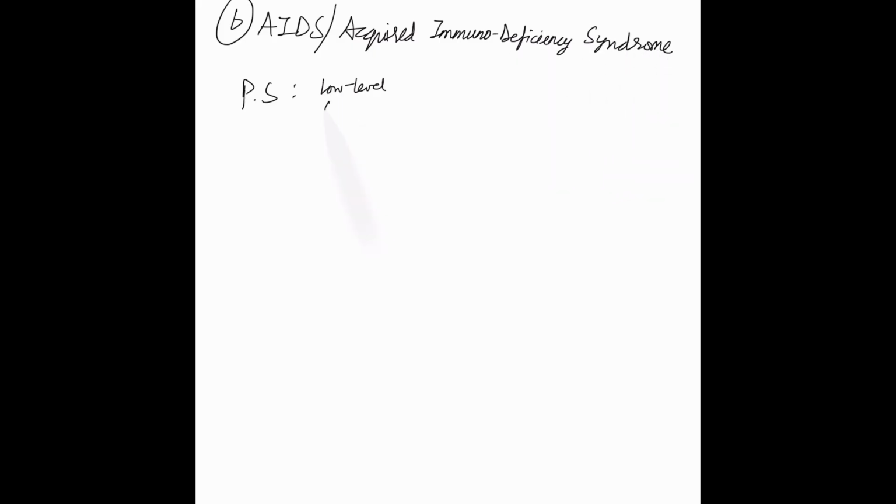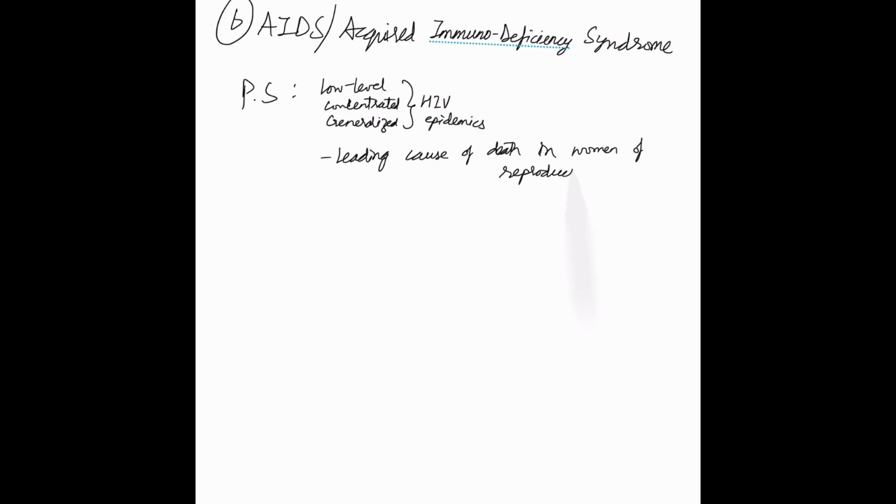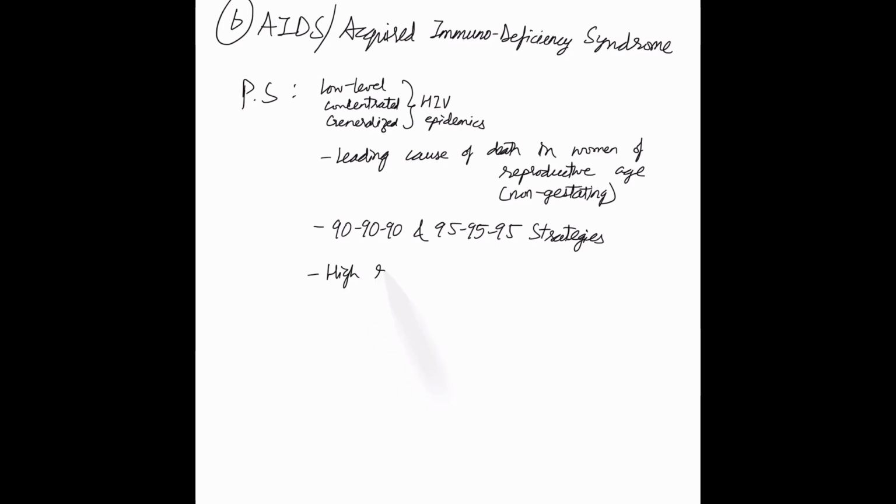Now, moving to the next disease, a very important one: AIDS, or acquired immunodeficiency syndrome, caused by the human immunodeficiency virus, or HIV. So, another problem statement we need to know about: low level, concentrated, and generalized HIV epidemics. And we should know that it's the leading cause of death in women of reproductive age. You should also know about the 90-90-90 and 95-95-95 strategies. One that's going on right now is the 95-95-95 strategy.